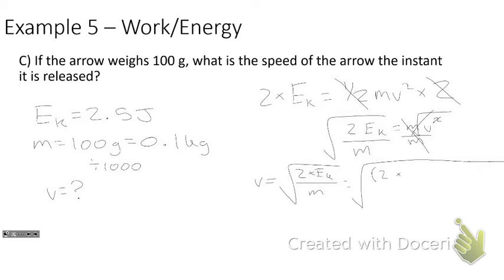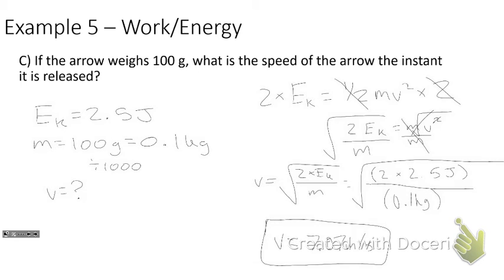So 2 times 2.5 joules. Just be careful with your calculator here. I hate for you to get this far and not get the right answer. Divided by 0.1 kilograms. And again, sig digs and units are important, of course. And we get a velocity of 7.07 meters per second, or a speed.